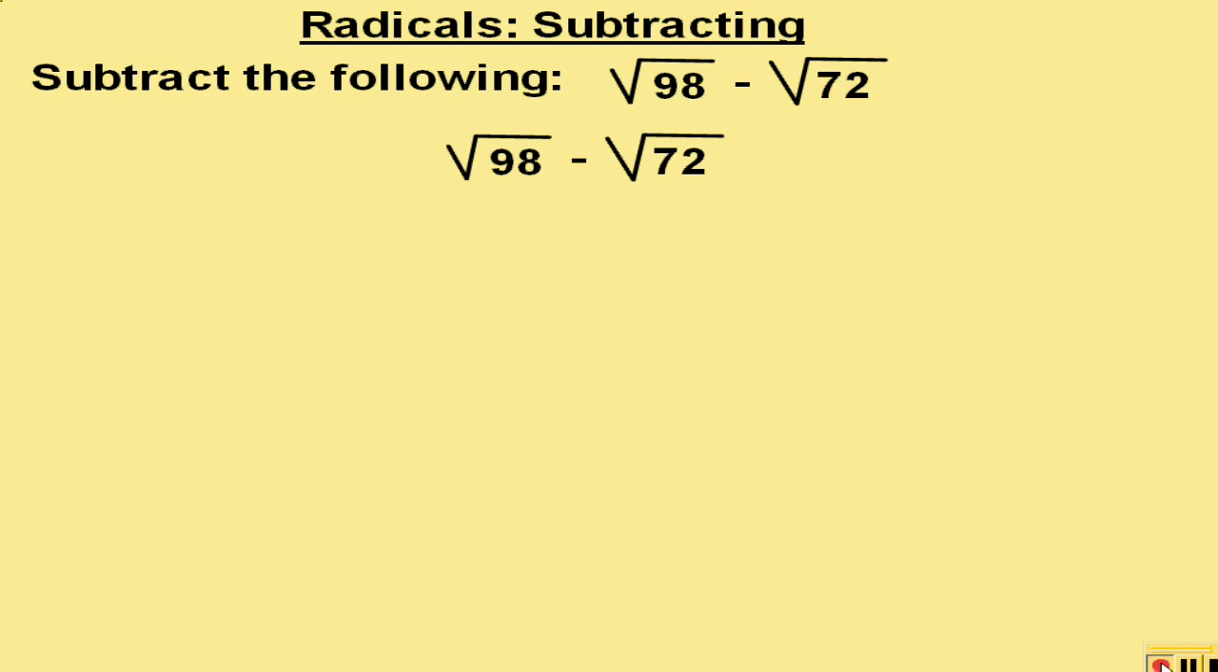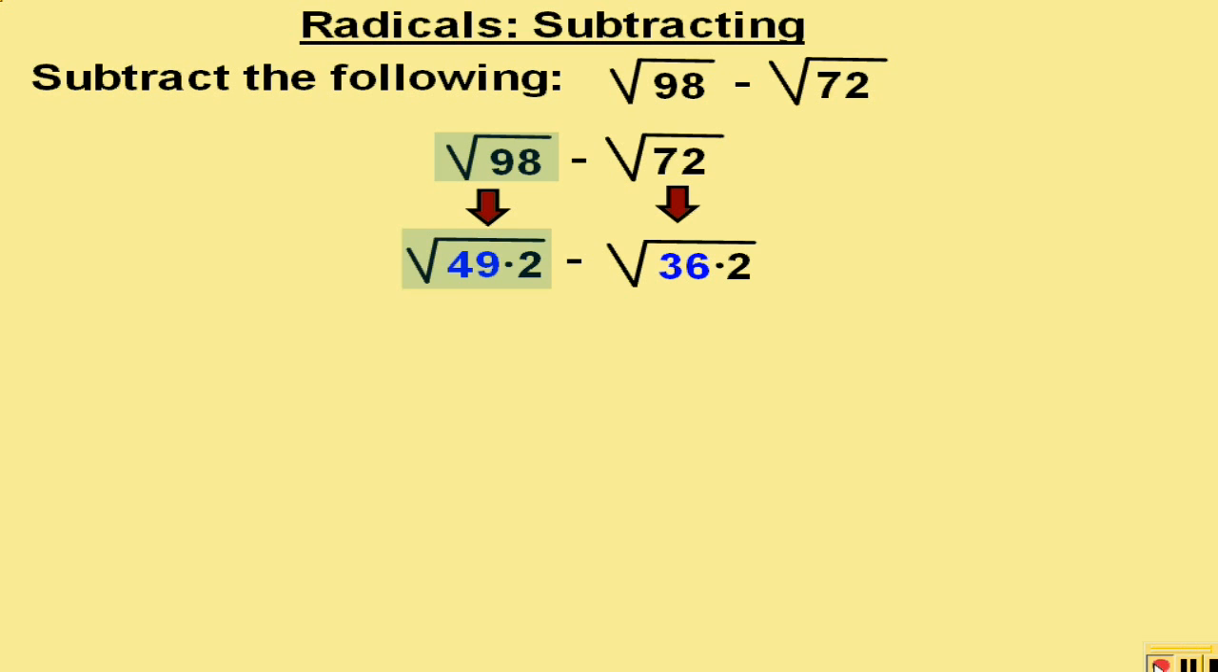So the first thing we must do is simplify each radical as far as we can. To simplify each, we look for the largest square root number that goes into either one of those or both. And what we find is the square root of 98 can be simplified into the square root of 49 times 2. And the square root of 72 can turn into the square root of 36 times 2.